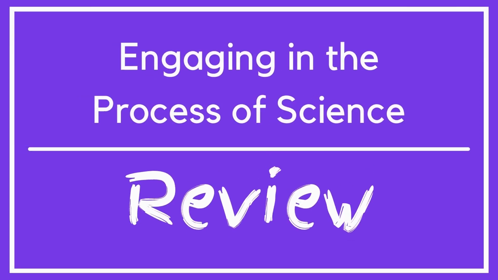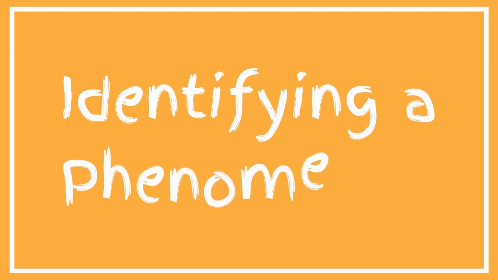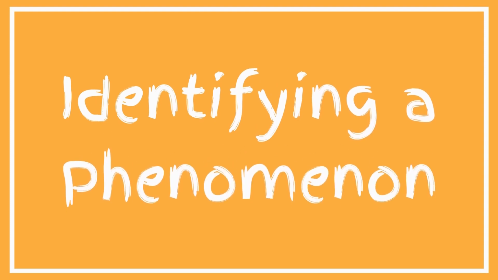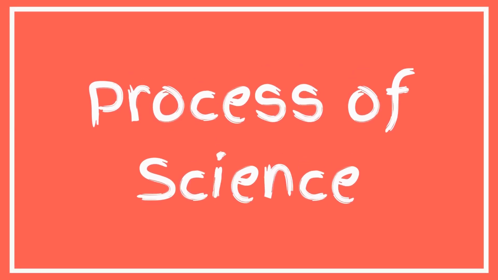Now that you've learned about the practice science strategy engaging children in the process of science, let's take a moment to review what we've learned. Always start the process of science by identifying a phenomenon. Remember, these are observable events. Once you have a phenomenon identified, engage children in the process of science by creating a series of learning experiences that build on prior learning.